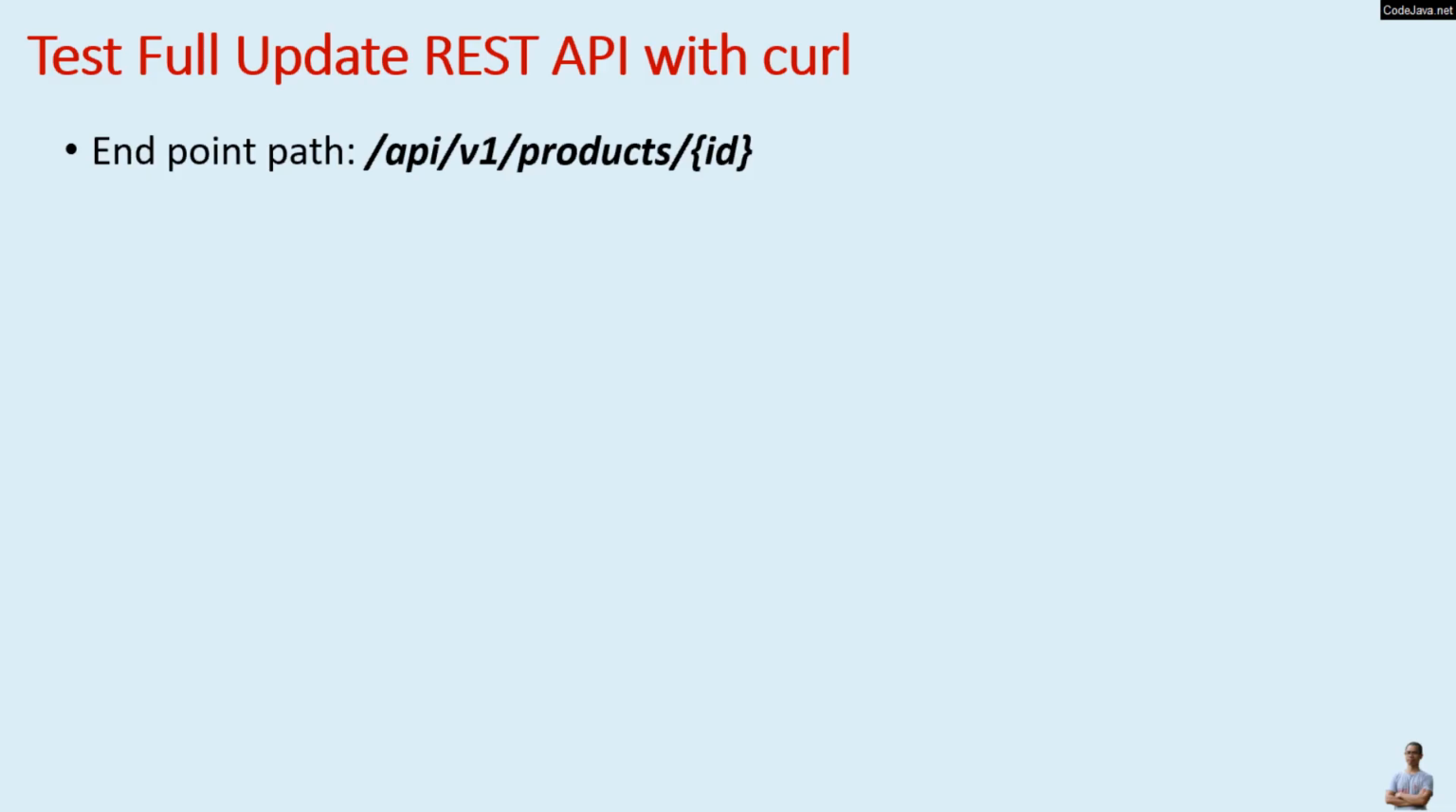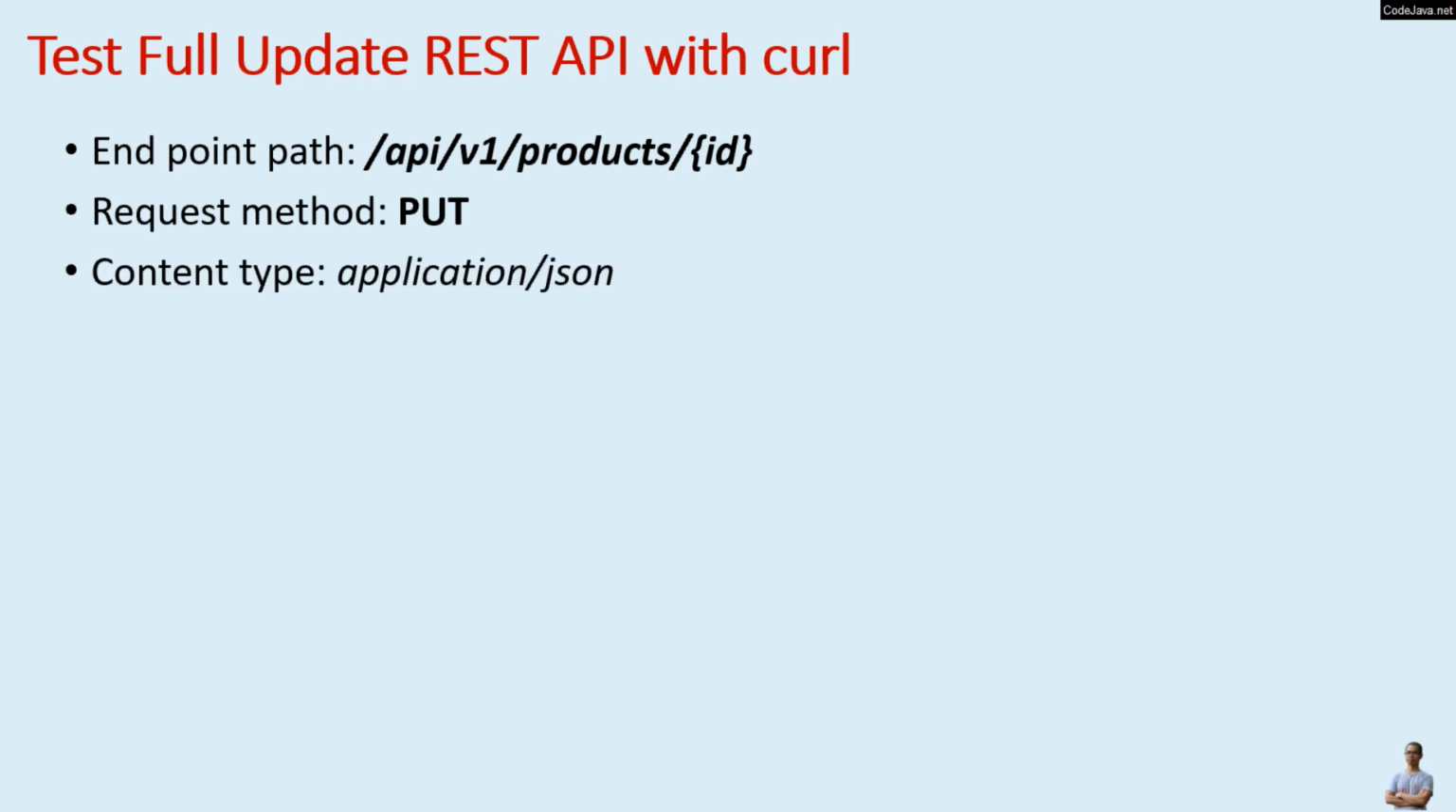Next, I'm going to show you how to test the full update REST API with the curl command. So I'm going to test the API with the endpoint path /api/v1/products and the ID of the product. For the full update REST API, the request method is HTTP PUT, and the content type of the request is application/json, and the request body is a JSON document that represents the product information, name and price, like this.